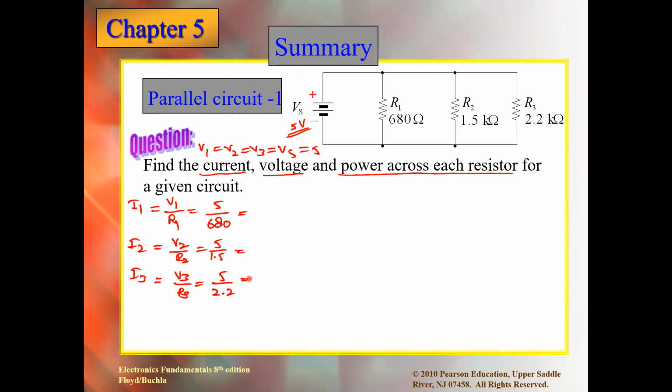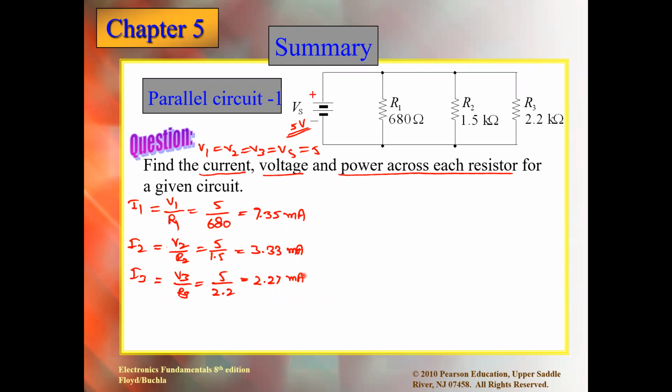Doctor, 7.35 milliampere. 7.35 milliampere. Very good. I2, 3.33 milliampere. Always write 2 digits after the decimal, guys. Okay. Next, 2.27 milliampere. Okay. Now, what next can we do?